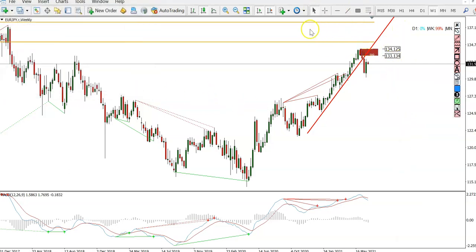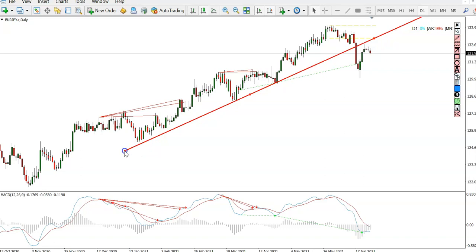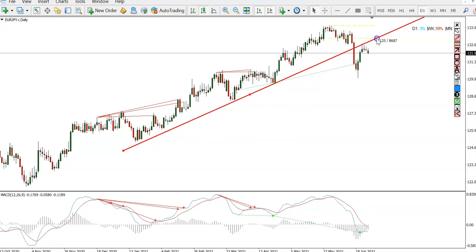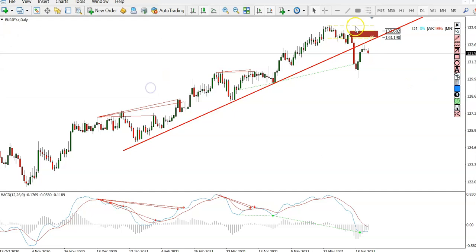What I'm going to do now is zoom into the daily charts to see if we can get a precise pinpoint entry from the actual area that caused the break. You see this is the trend line, the weekly trend line, and I'll just draw it on the daily. This area here is the area that actually caused the break. This is where the market started to drop, around 133.